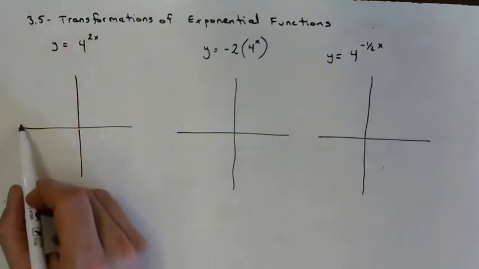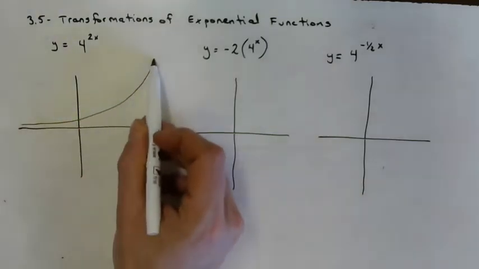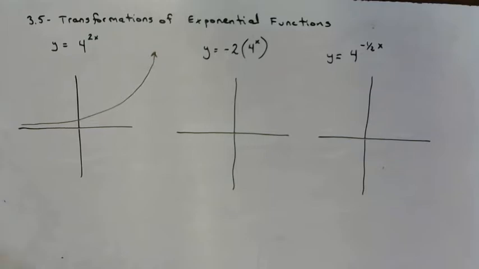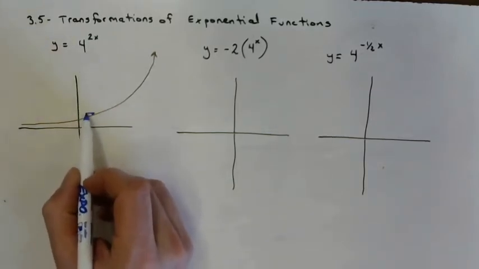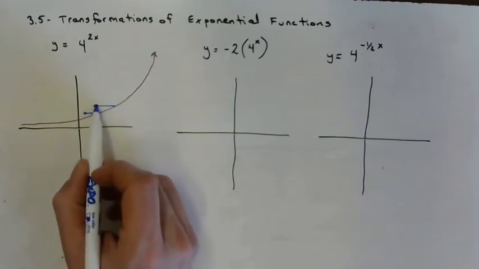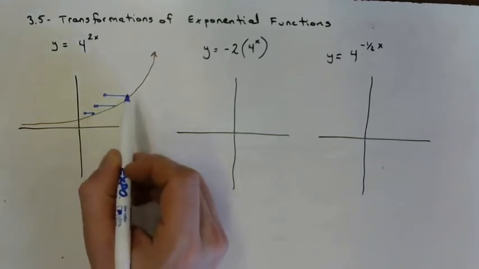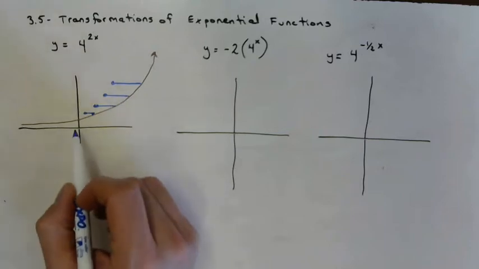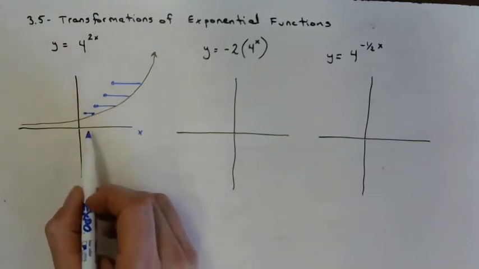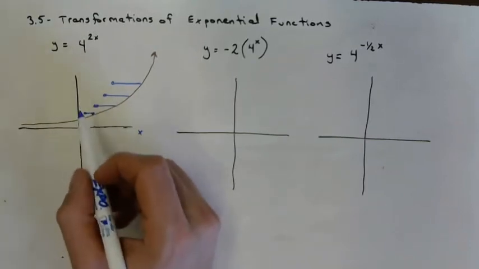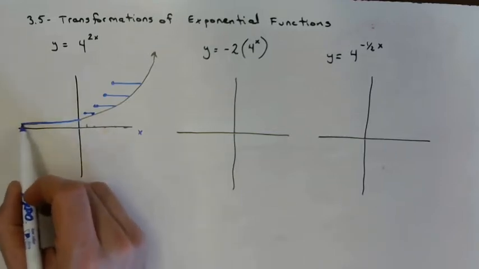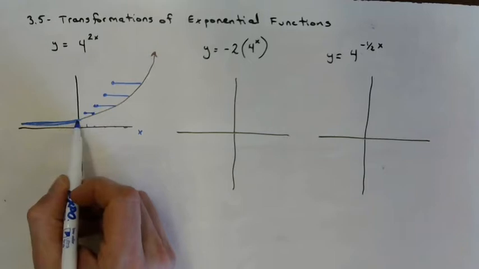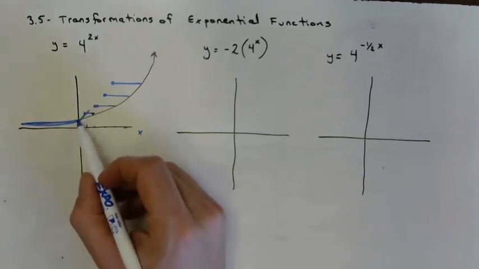So if this is our original 4 to the power of x, then every single point along this curve is getting pulled in half the distance. It's going to take half as much x power to make it grow just as high. But watch this, it goes through the same y-intercept. It actually starts lower and comes up faster.